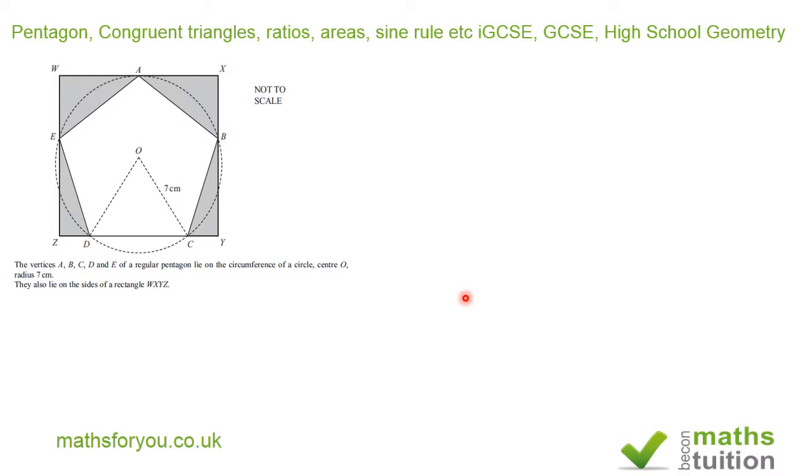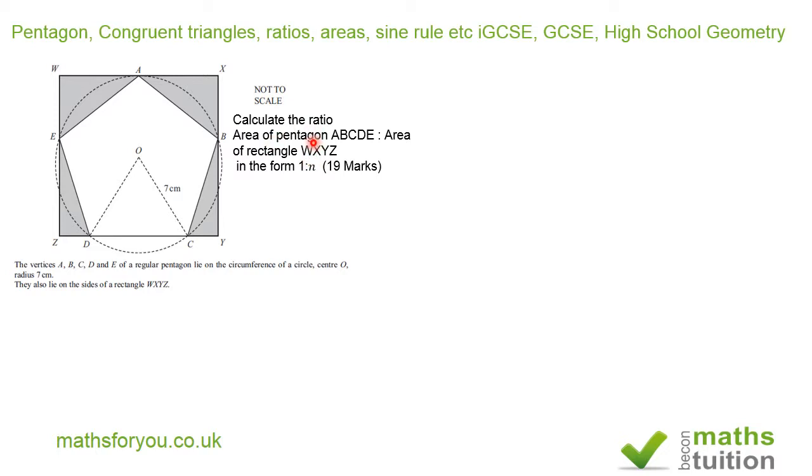It says the vertices A, B, C, D, and E of a regular pentagon lie on the circumference of a circle, center O and radius 7 centimeters. The vertices also lie on the sides of a rectangle WXYZ. The objective of the whole exercise is to calculate the ratio of the area of the pentagon ABCDE to the area of rectangle WXYZ in the form 1 to n. If you get all that right, you get 19 marks.